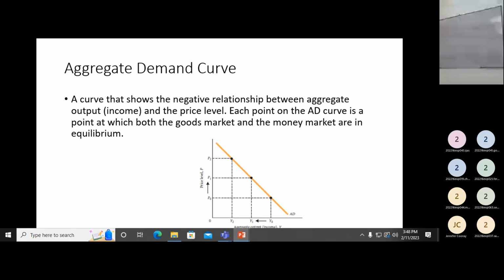So when the price level of goods and services in the economy rises, the demand for those products will reduce, right? Therefore, if you take an economy, the price level and the aggregate demand have a negative relationship, right? And we learned about this at the beginning of this lesson.